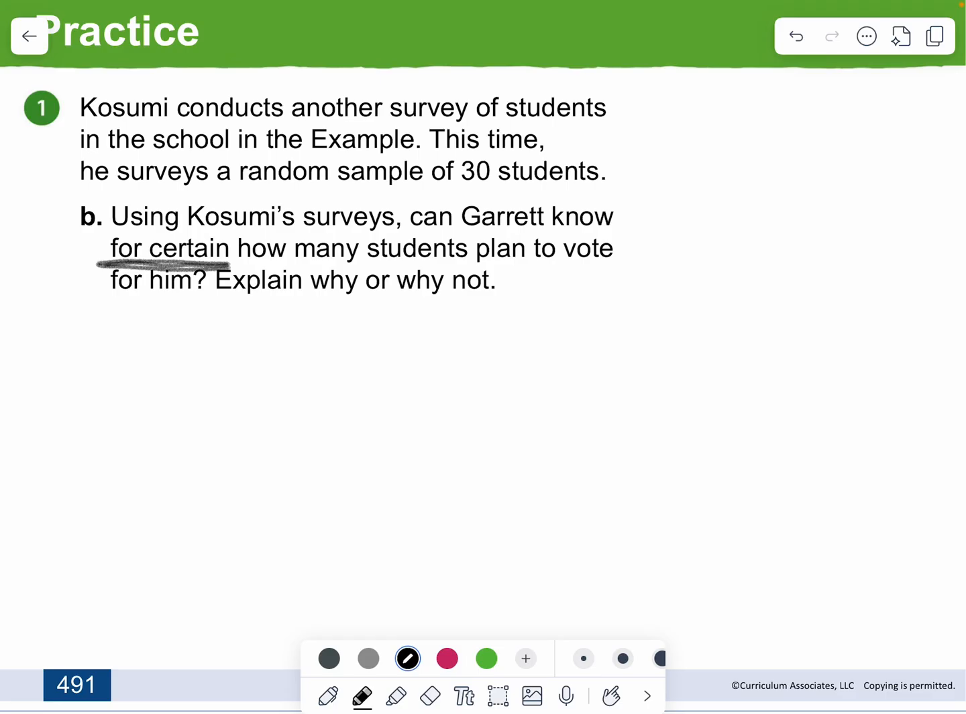It's pretty likely that they're going to vote for Garrett based off of these surveys. But what if the surveys were biased? What if the surveys were only of people that knew Garrett well? So it's definitely not for certain.